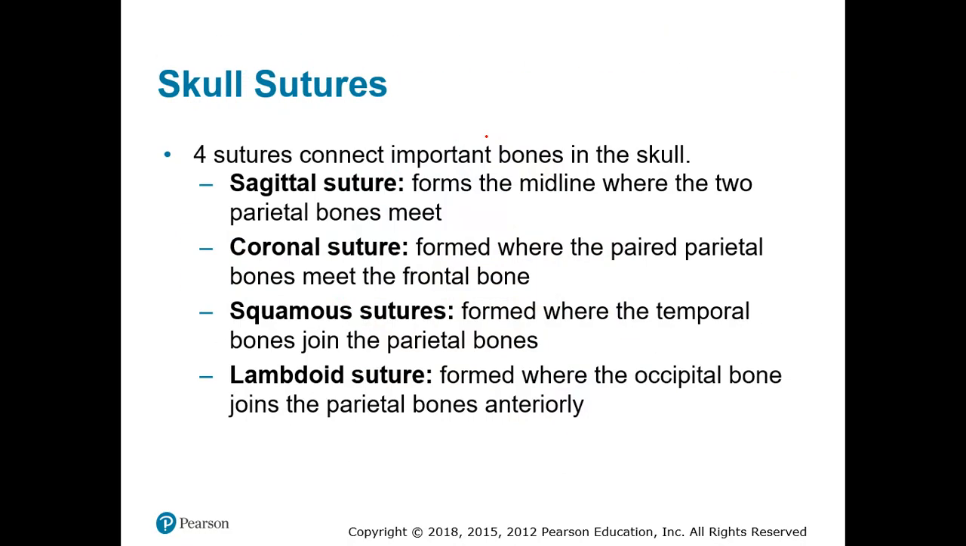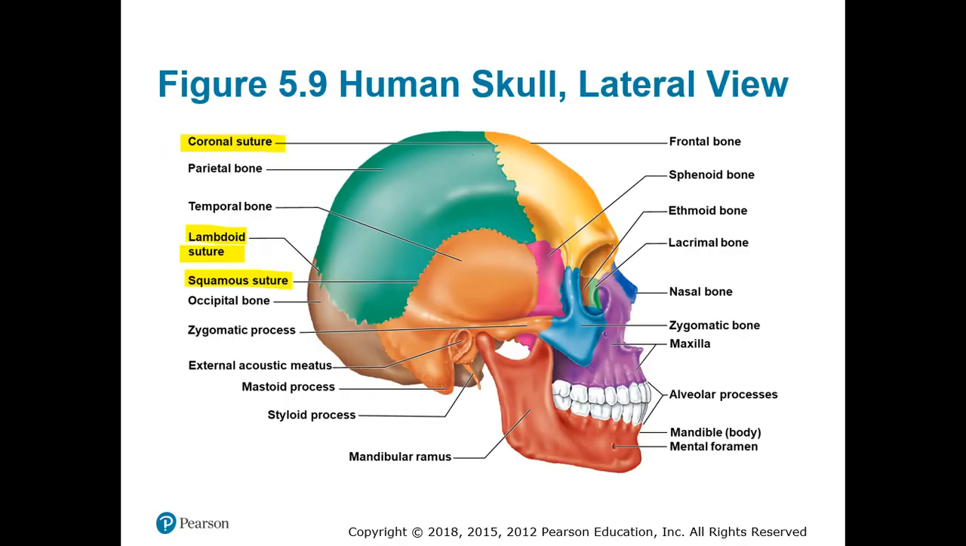The second 2 names are a little bit harder to remember. We have the squamous sutures. This is where your temporal bone meets your parietal bone. And then you have your lambdoid suture, and this is where your occipital bone is going to attach to your parietal bones posteriorly. So if we look at our squamous suture, it forms here between your temporal and your parietal. And then here you have your lambdoid suture. This is going to be more between your parietal and your occipital down below.